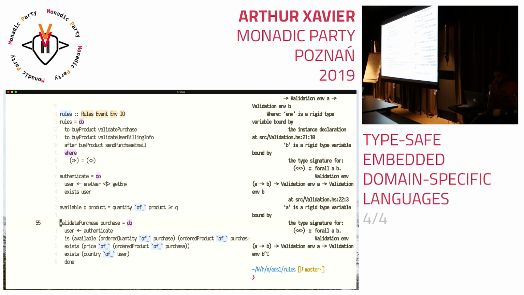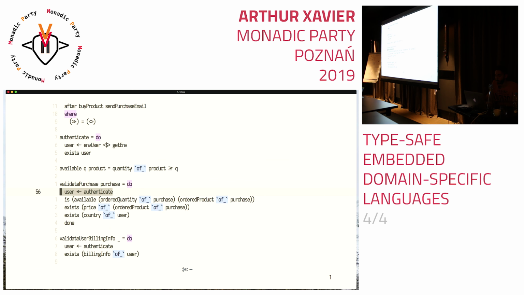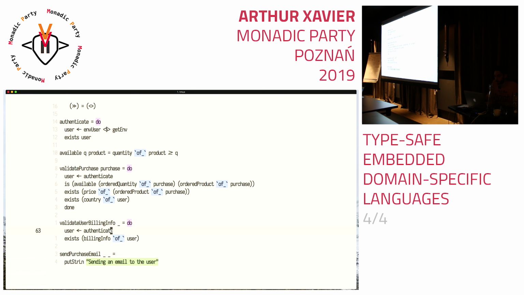The validate purchase function is the same as I've shown in the slides. We check if the user is authenticated, if we have the available quantity of the ordered product, if a price exists in the product, if a country exists in the user, and then we're done. Validating a user's billing info, we just authenticate them, check whether the billing info exists.